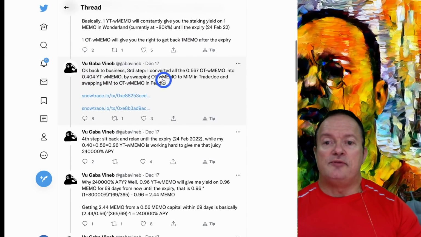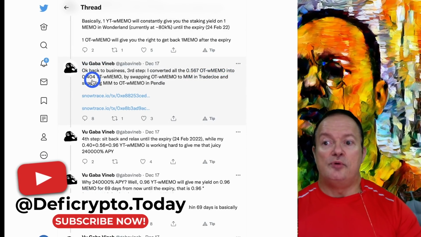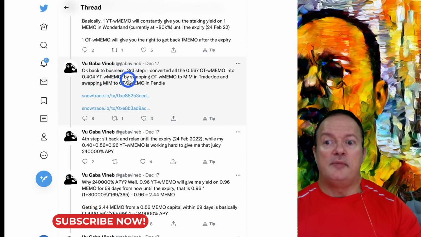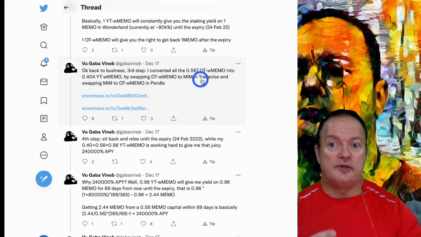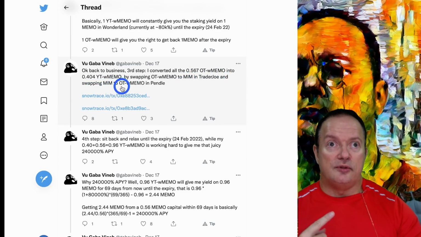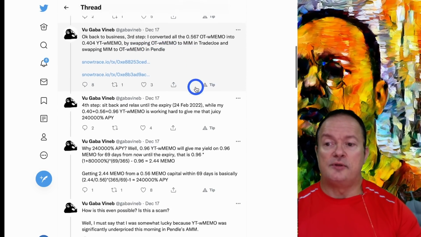So the third step, we converted the OT-wMEMO token into more YT-wMEMO by swapping his OT to MIM first on TraderJoe and then swapping the MIM to YT-wMEMO on Pendle. So we're going to try to do that today. Hopefully it's going to work.